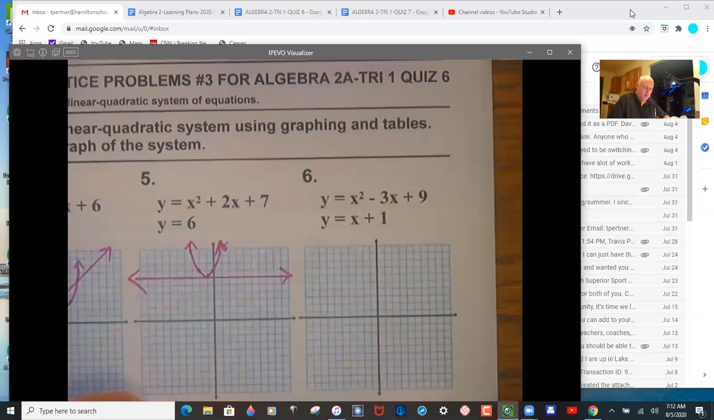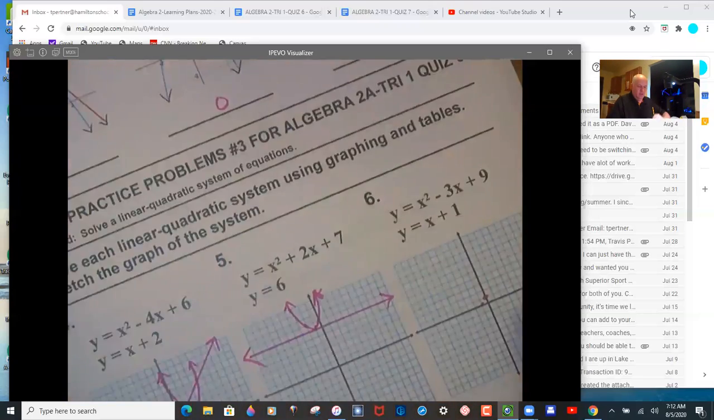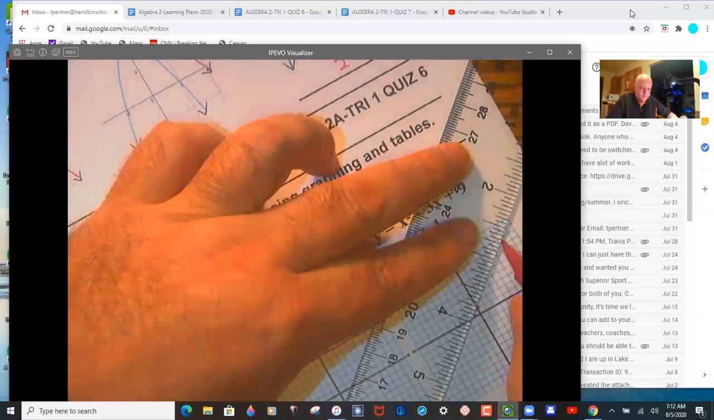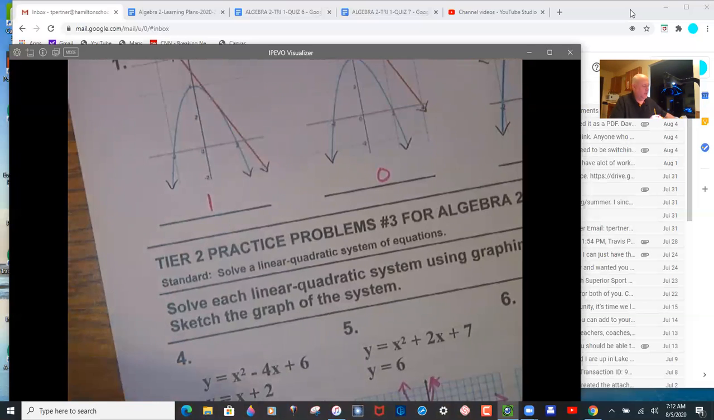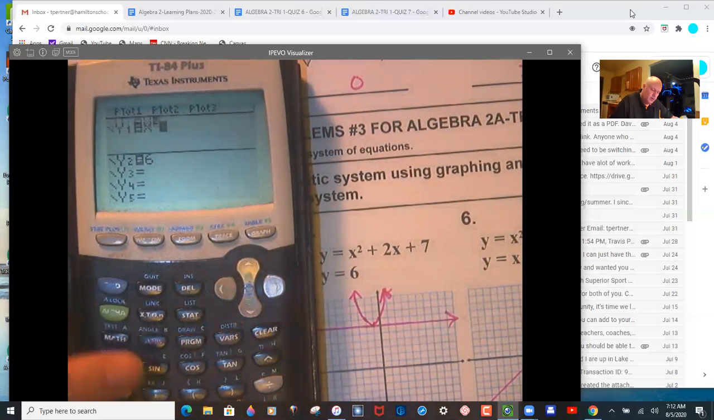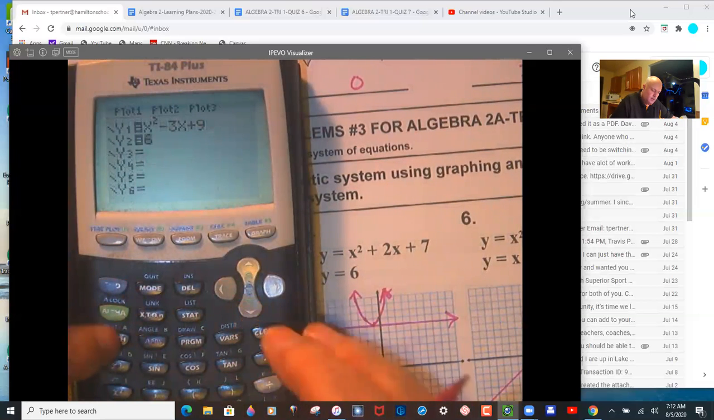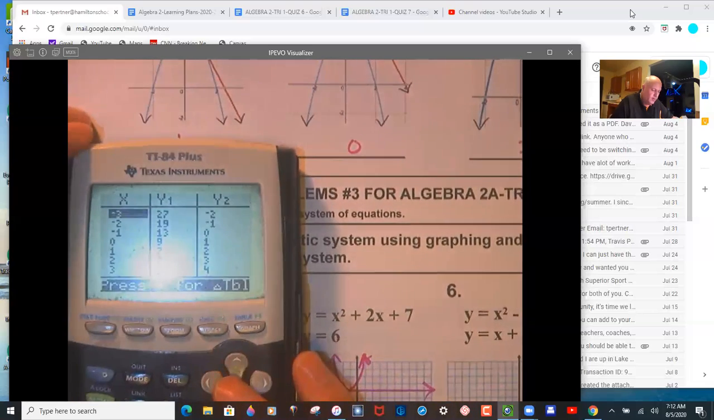Okay, number 6, there are no points of intersection, but we need to do the graphs. So I just substituted a couple points really quick for the line, (0, 1) and (-1, 0). You should be able to mentally graph a line if it's a simple situation. So x squared minus 3x plus 9, and then we'll do the x plus 1. You should probably look at the graphs of these also.